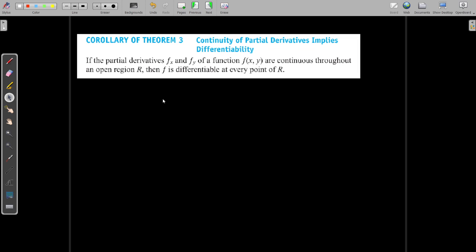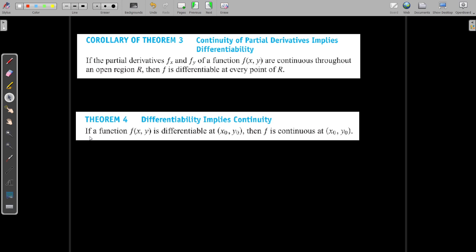This is the corollary of the previous theorem. Continuity of partial derivatives implies differentiability. So you must understand this theorem and the statement of this theorem. You need to learn the statement by heart as well. If the partial derivatives fx and fy of a function f of xy are continuous throughout an open region R, then f is differentiable at every point of R. So we are not going to prove this corollary, but we need to learn by heart or understand the statement as well. This is the last theorem of this section, section 4.3.